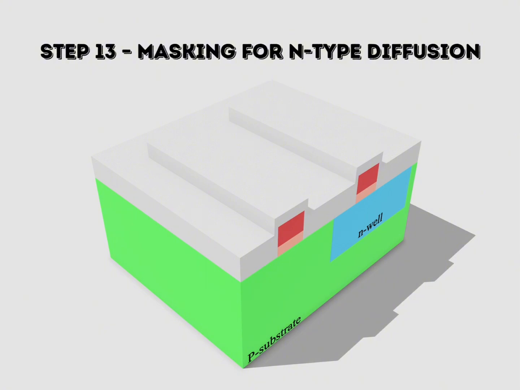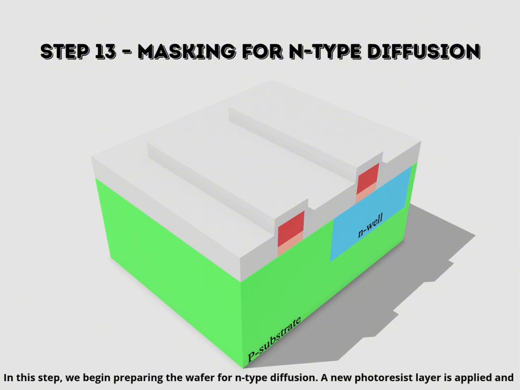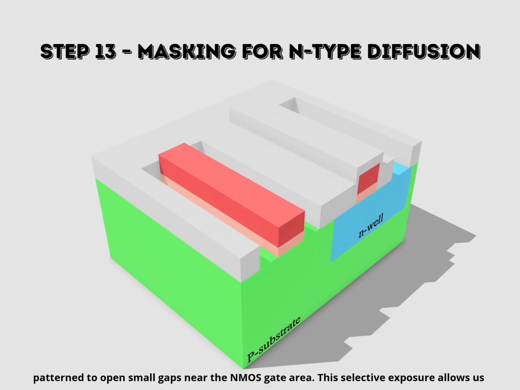Step 13. Masking for N-type diffusion. In this step, we begin preparing the wafer for N-type diffusion. A new photoresist layer is applied and patterned to open small gaps near the NMOS gate area. This selective exposure allows us to define the exact location where the source and drain terminals of the NMOS transistors will be created. Precise masking here is extremely important, as any misalignment can cause unwanted overlap or short circuits later on.